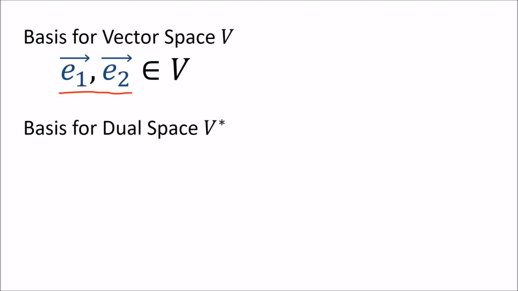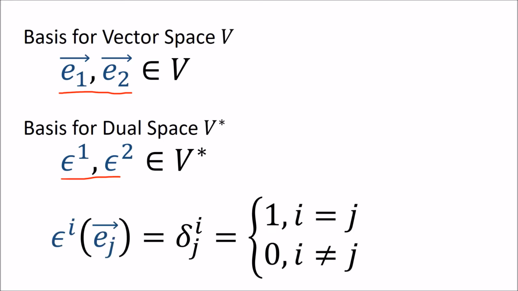So just to review, we write the basis for the vector space V as these vectors E1 and E2, and the basis for the dual space V star are these covectors epsilon1 and epsilon2. And the covectors are linear functions that are defined by these rules here, where the covector epsilon I acting on the vector Ej gives the Kronecker delta as a result. And that just means we get 1 if I and j are the same, and we get 0 if they're different.